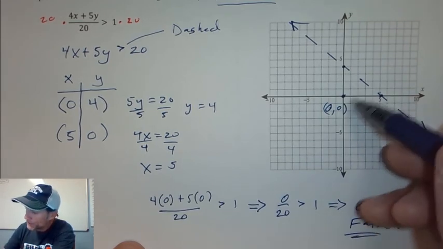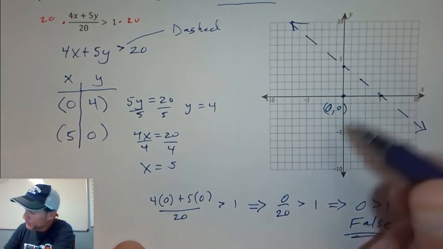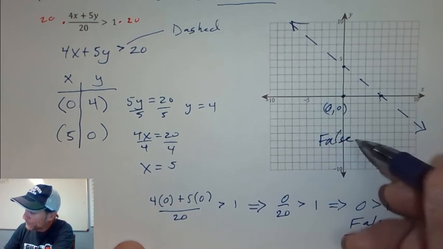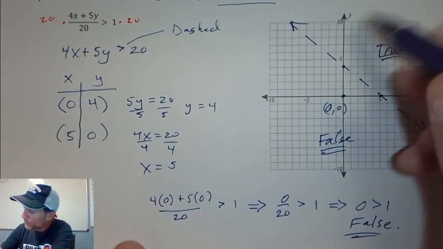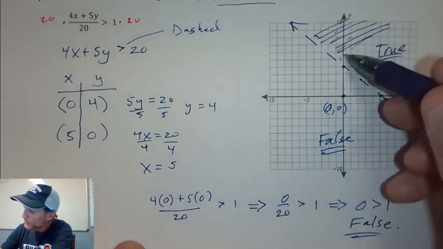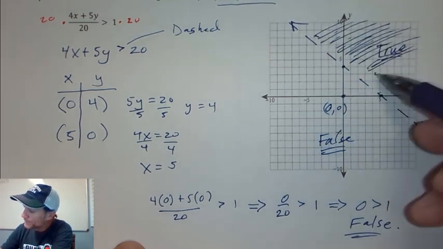But if you did get true, you would shade that side. But this side is false. That means this side is true, and we only have one side that's true, so we would shade this side.